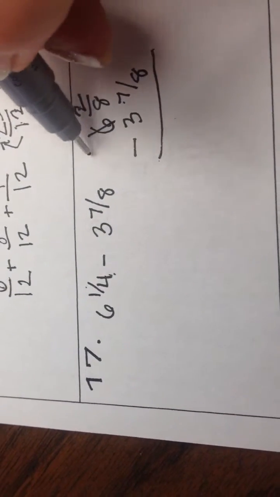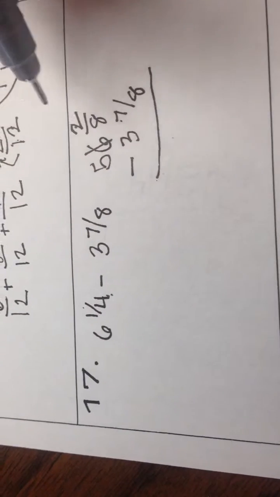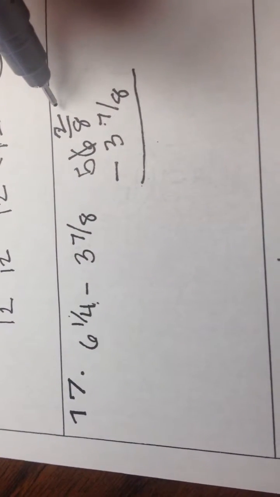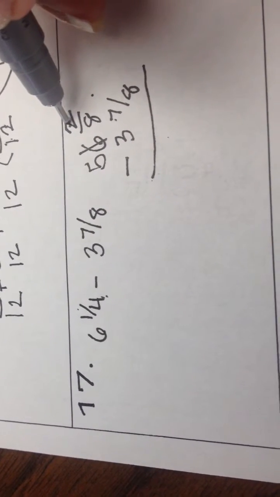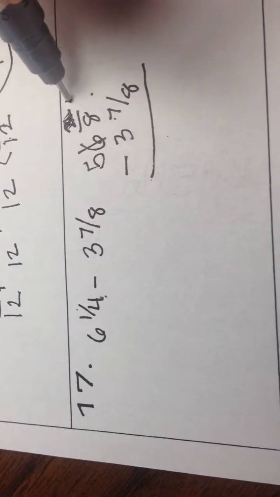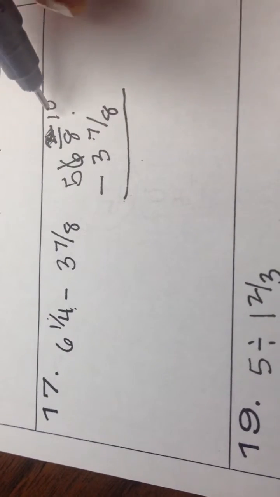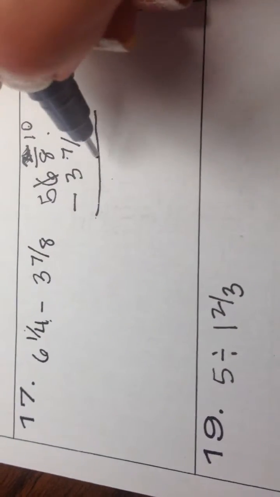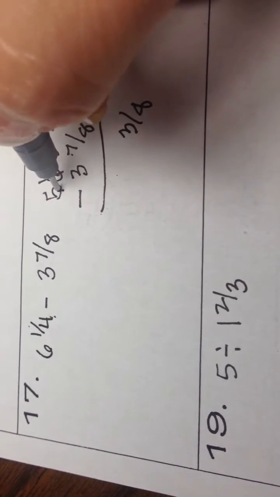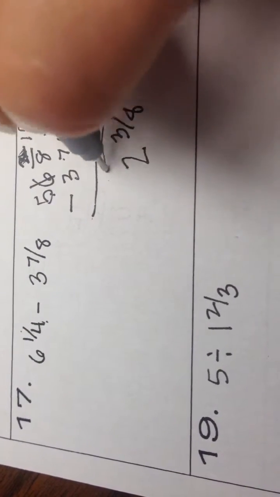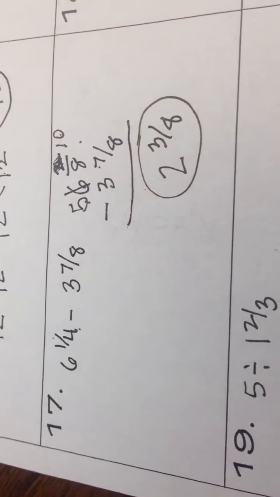I'm going to take 1, so this changes to 5, but the 1 I'm going to use is going to be 8 over 8, right, because 8 over 8 is 1, so 8 plus 2 would be 10, so this is actually now 10/8. Now, can I take 7 away from 10? Yes. So I'm going to get 3/8. 5 minus 3 is 2. So I get 2 and 3/8. Ta-da!